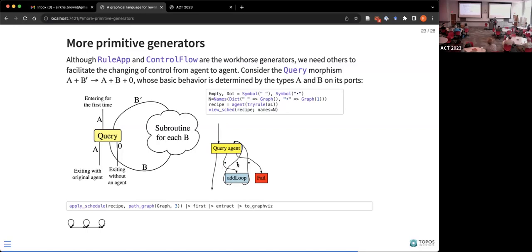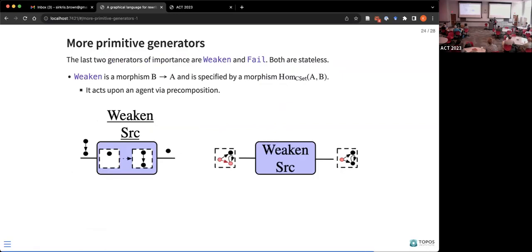You can see we're labeling the edges with the shape of the agent that's living on that wire. And when we apply that schedule to the path graph, if we call this whole thing a schedule or a recipe, then you can see we've added exactly 1 loop to every vertex.